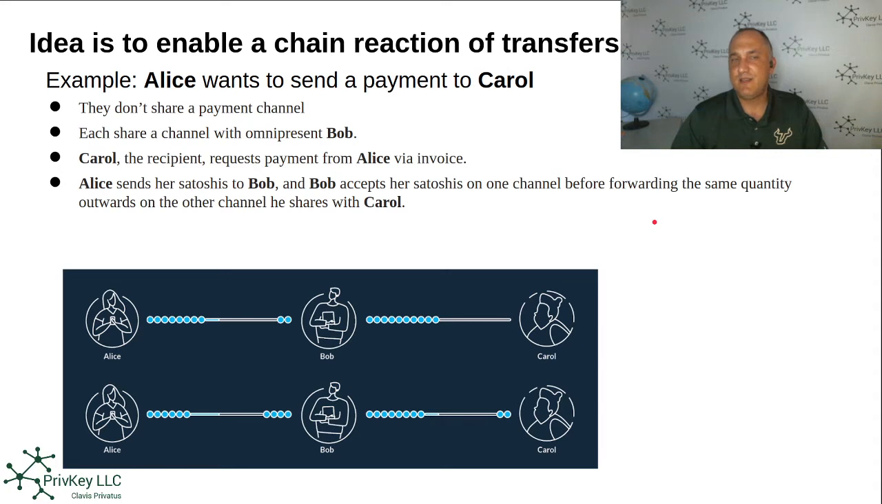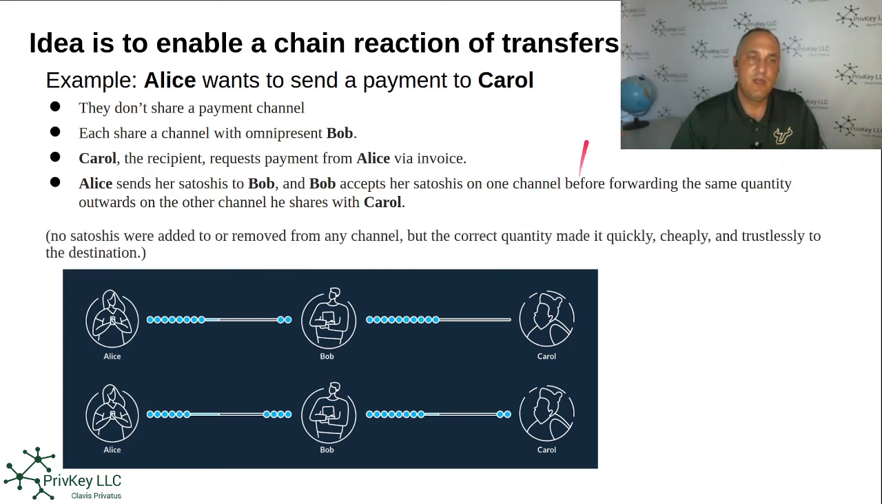So Alice sends satoshis to Bob. Bob accepts her satoshis on one channel before forwarding the same quantity onward to another channel that he shares with Carol. So no satoshis were added or removed from any channel, but the correct quantity was moved quickly, cheaply, and this can happen ahead of time.